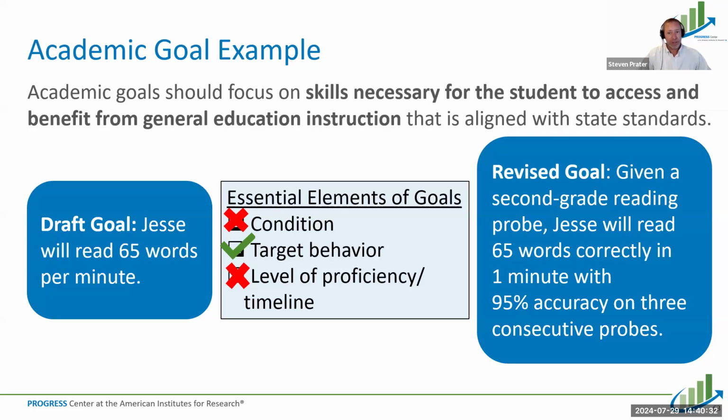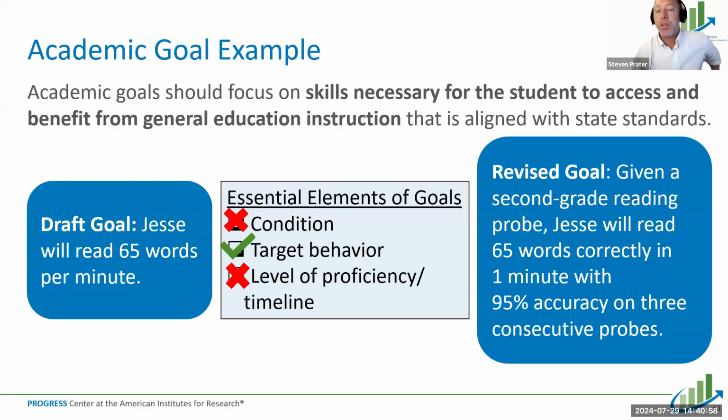All right, so now let's look at this. Now our condition is here. It's given a second grade reading probe. So we know that that's where we expect Jesse to read 65 words per minute, when he's reading a second grade reading probe. And we clarified the target a little bit. We said, read 65 words correctly in 1 minute. And then the level of proficiency that we added is with 95% accuracy on 3 consecutive probes.